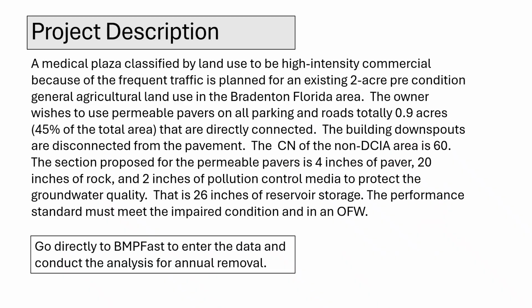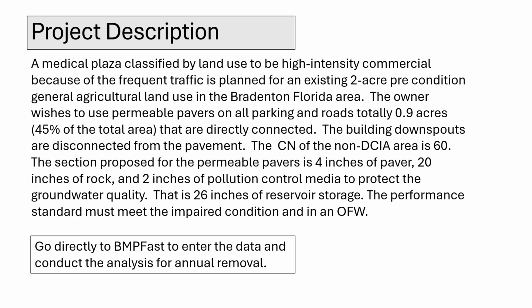Let's look at a practical example, adapted from an actual application, to illustrate the use and evaluation of permeable pavement. We're considering a medical plaza planned for an existing 2-acre general agricultural land use in Bradenton, Florida. This site is classified as high-intensity commercial due to the anticipated frequent traffic it will generate.